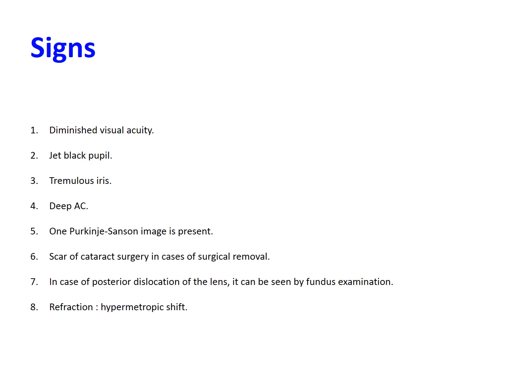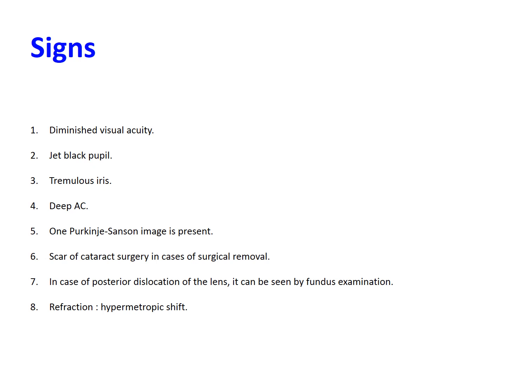What are the signs seen in the patient? First of all, the patient has dropped visual acuity, jet black pupil, tremulous iris. The iris is free to move because there is no lens support, and the anterior chamber becomes deep. One Purkinje-Sanson image, and we will discuss Purkinje-Sanson images later on. I will find one Purkinje-Sanson on the corneal surface.